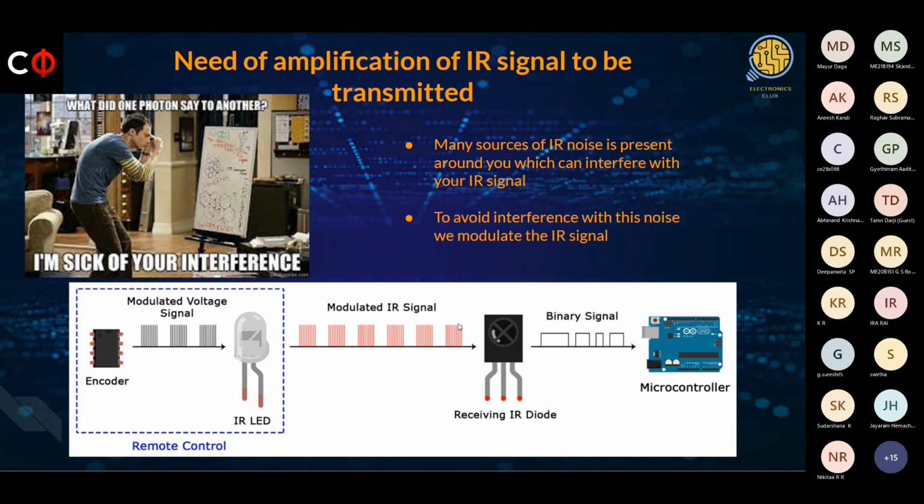this diode. There must be a line connecting these, so that the signal is received, and nothing should be interrupting in between them. If you are pointing the LED somewhere else and your set-top box is in another direction, it will not work. There must be a direct line of sight from this to the receiving IR diode.